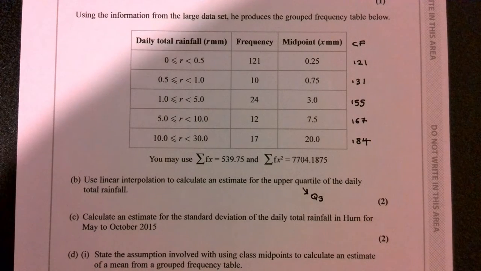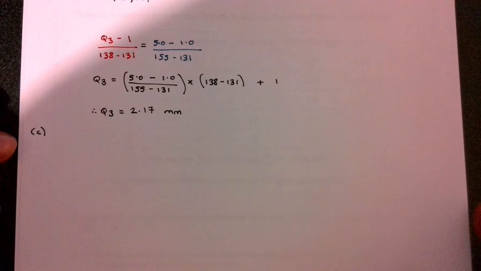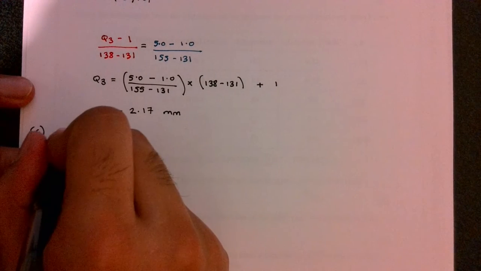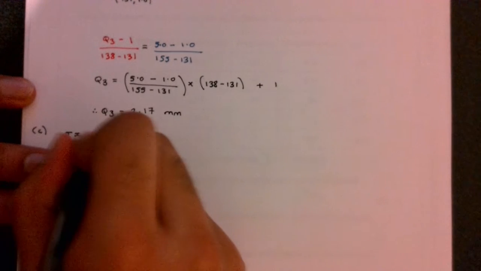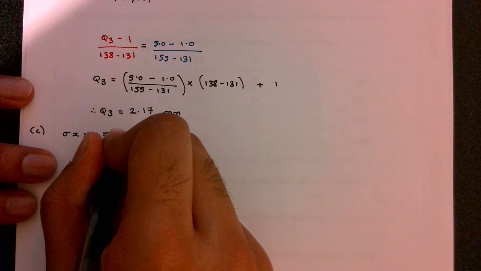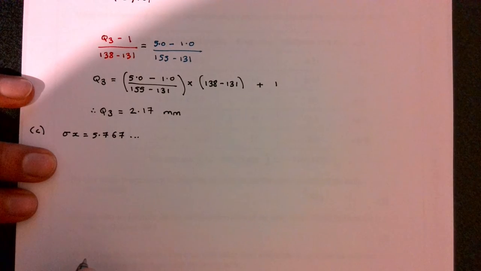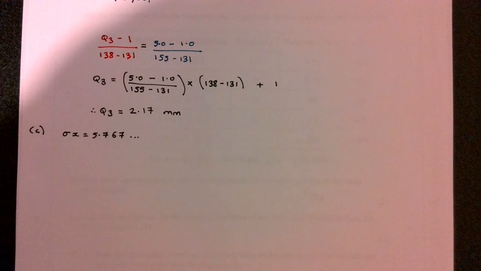So therefore, for part C, the standard deviation is equal to 5.767, etc. And we found this using the calculator.